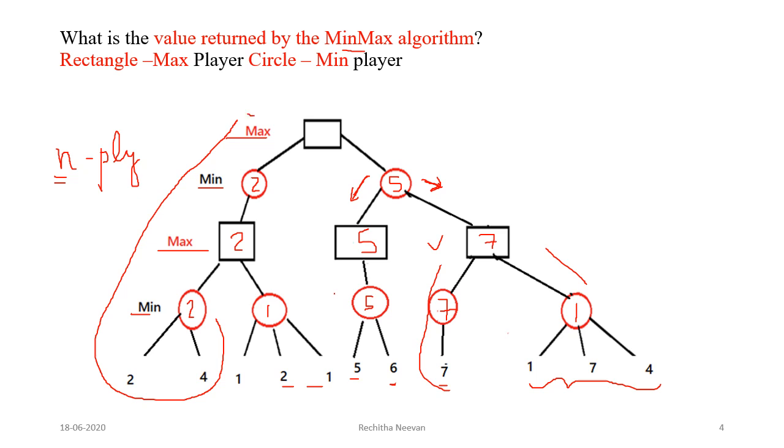Now this is a max node and the max node has two possibilities to traverse. One is to go in this direction and another is to go in this direction. If it goes in this direction, it gets a cost of 2 and if it goes in this direction, it gets a cost of 5. So this max node selects 5. So in this case, for this particular node, the value returned by the min-max algorithm is 5.